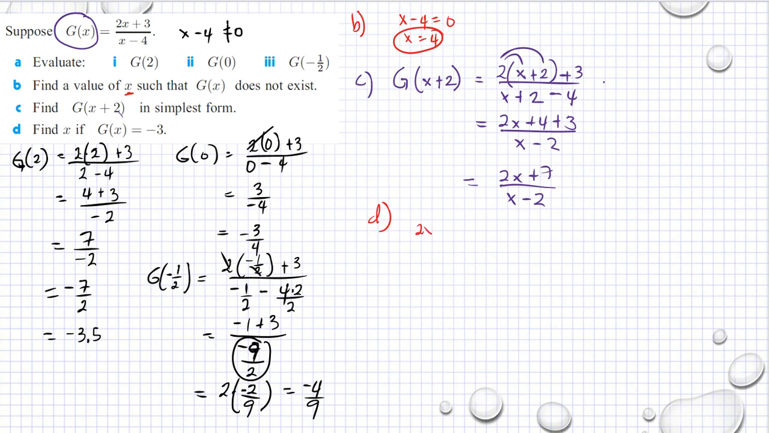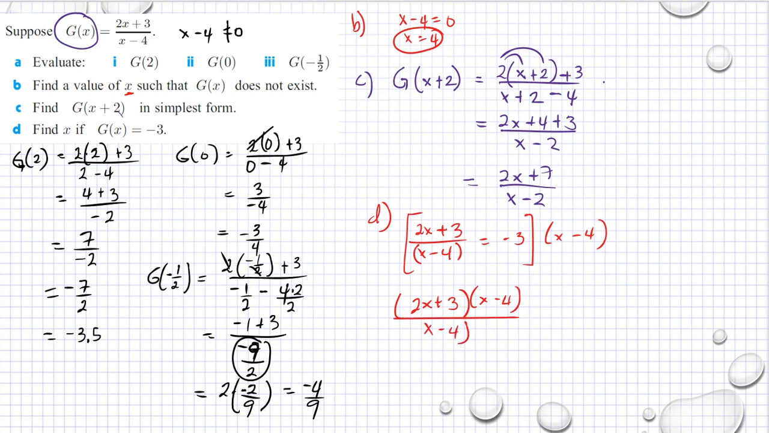Okay, then we have 2x plus 3 divided by x minus 4 is equal to negative 3. If we multiply both sides of the equation by x minus 4, I will do that in parentheses, and I will put this also in parentheses. Then we have 2x plus 3 multiplied by x minus 4 divided by x minus 4 is equal to negative 3 multiplied by x minus 4. Then this is equal to 1. And we have only 2x plus 3 is equal to negative 3x, multiplying both terms, plus 12.